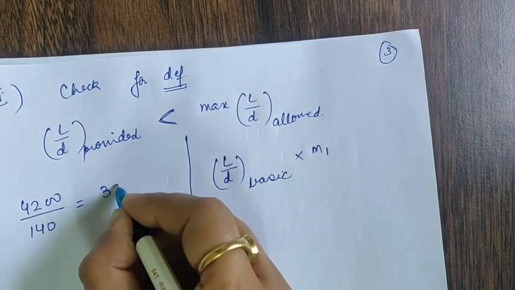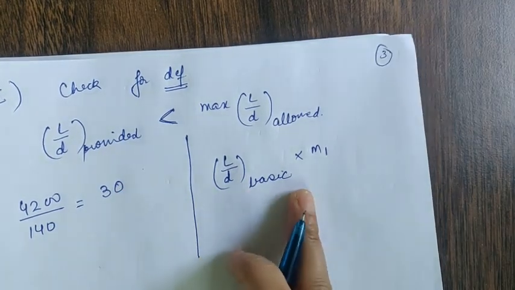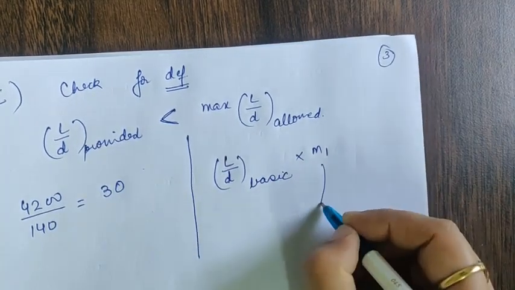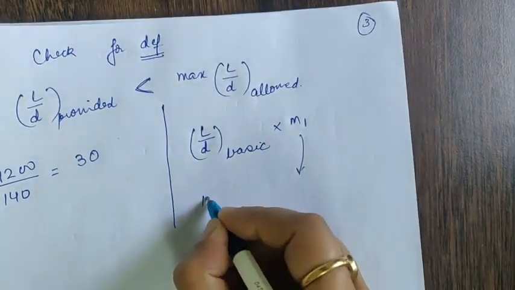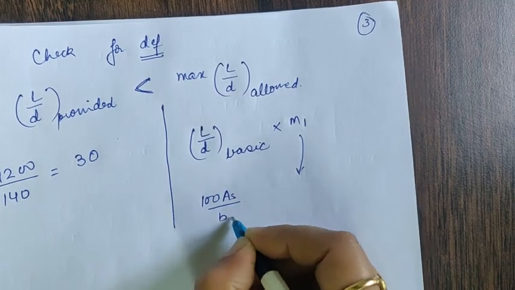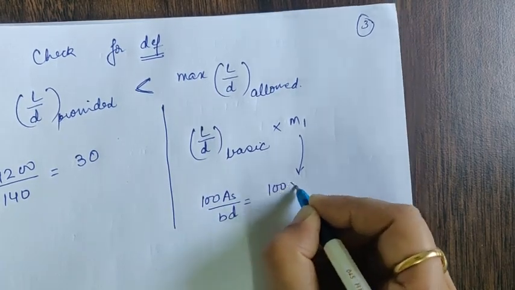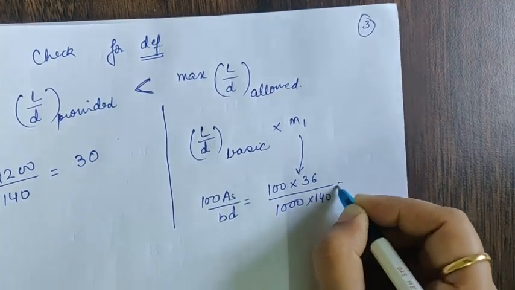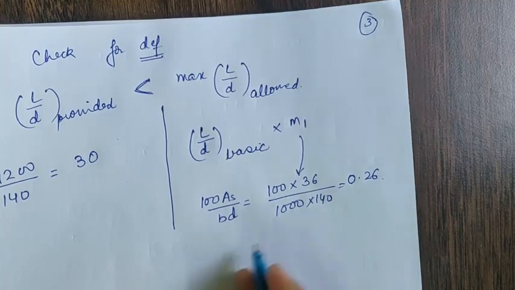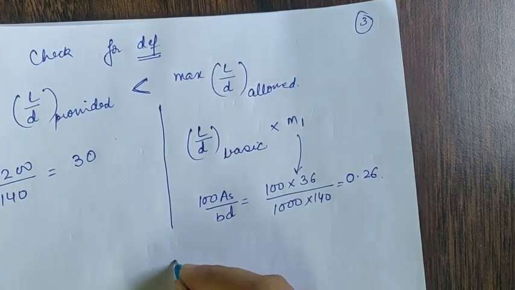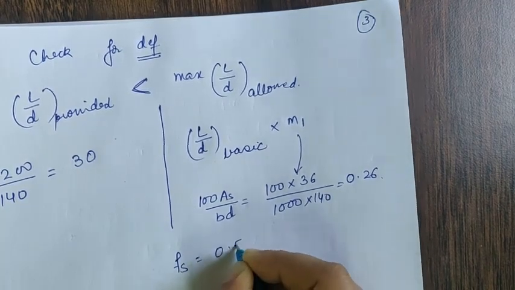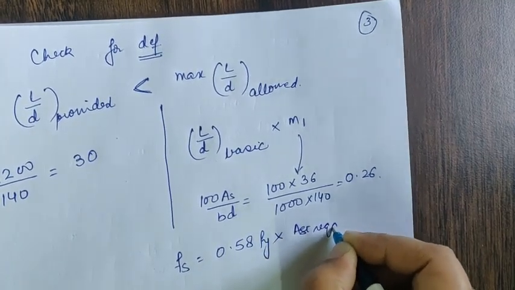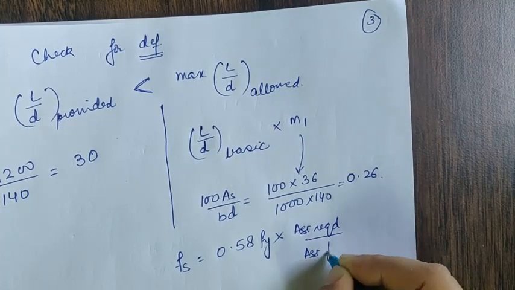So this is 30. L by D allowed is based on the modification factor, and this modification factor was based upon 100 As upon bd. So it is 100 into 366 upon 1000 into 140. So it is coming out to be 0.26. And then we are to use fs is equal to 0.58 fy into Ast required upon Ast provided.